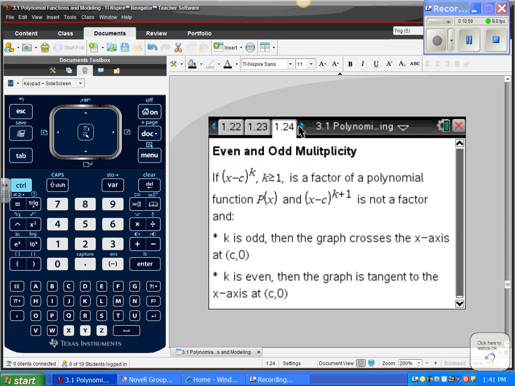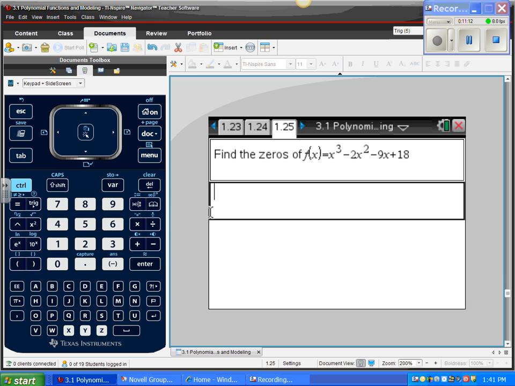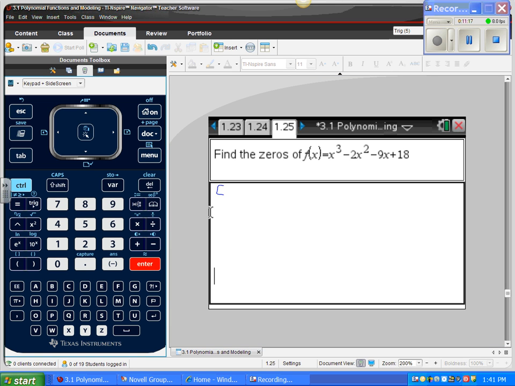Okay, so find the zeros of f of x equals x cubed minus 2x squared minus 9x plus 18. So we have to know how to factor these, which we do. We've done this before. This is 4 terms, so we're going to give it a shot as factor by grouping. So you take your first half, and you take your second half, and we pull out our GCFs. GCF in the first half is x squared, and we're left with x minus 2. GCF in the second half is negative 9, x minus 2.